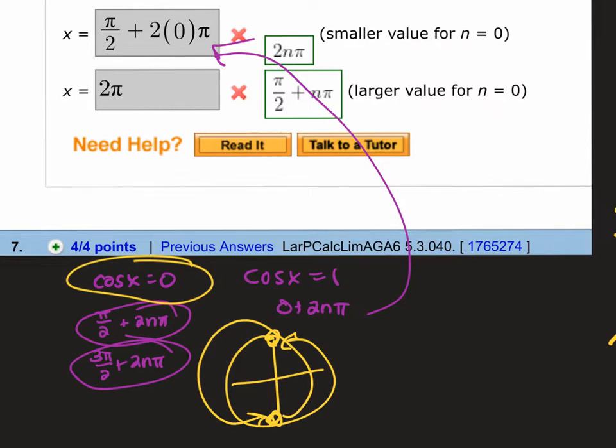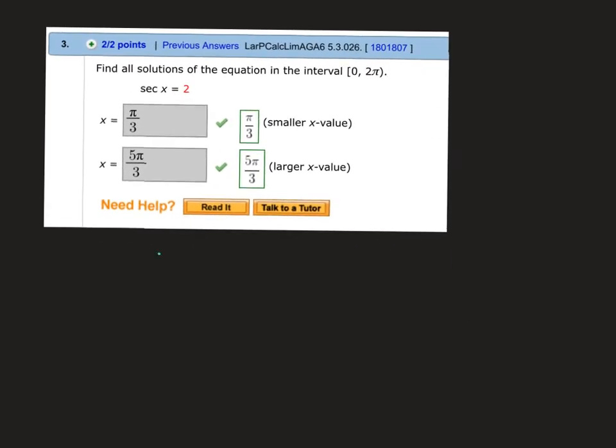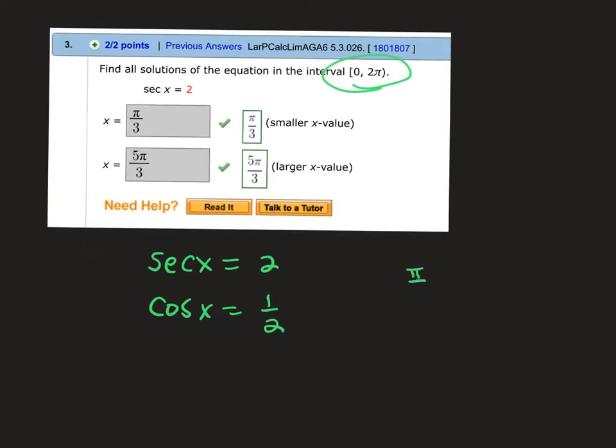And then there was one other one, right, where the question said find all the solutions of the equation on the interval 0 to 2 pi. So if it's secant x equals 2, I'm going to flip it, so it's cosine x equals 1/2. And then interval 0 to 2 pi is your entire unit circle. So this is almost exactly like the warm-up. Cosine is 1/2 at pi over 3 and at 5 pi over 3. And those are the only two you include because it gives you the interval.